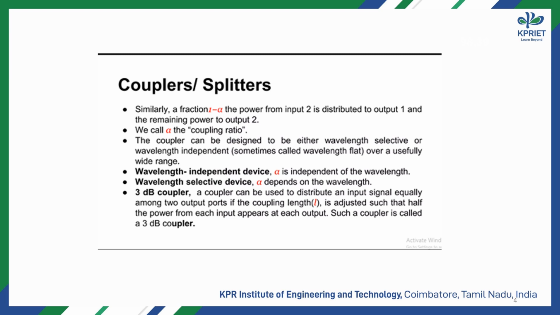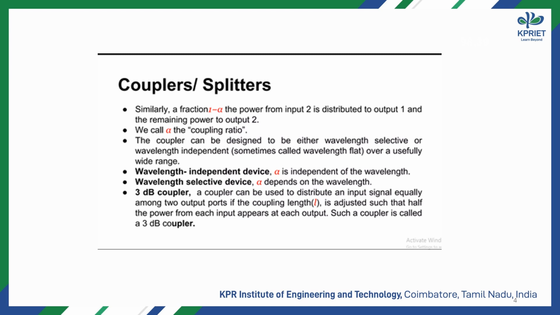A fraction of power from input port 2, called 1 minus alpha, is placed at output port 1, and the remaining input in port 2 is placed at output port 2. Here we define alpha as the coupling ratio. The couplers can be designed to be either wavelength selective or wavelength independent over a useful wide range. Wavelength independent means the coupling ratio alpha is independent of wavelength. If it is wavelength selective, the coupling ratio alpha is dependent on wavelength.